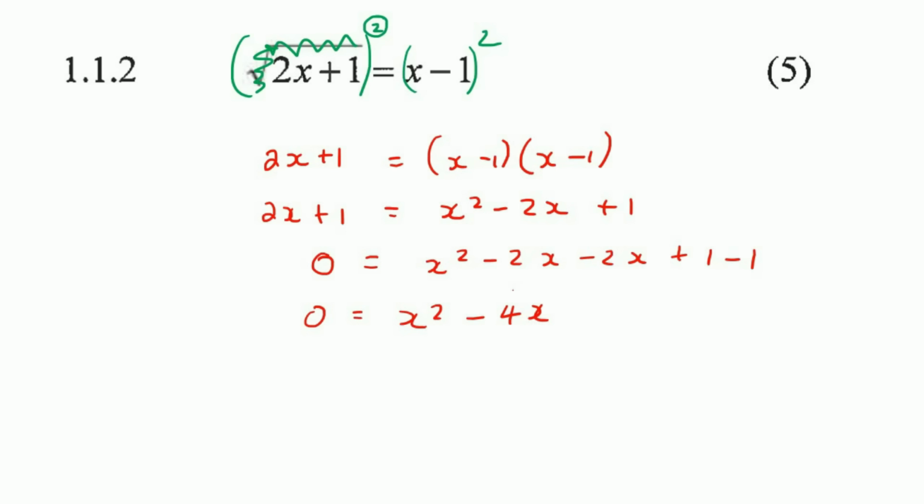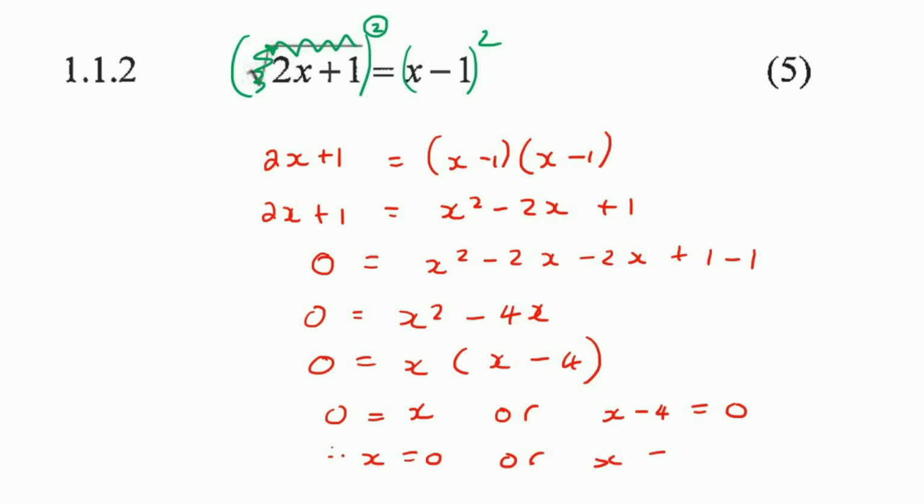What you want to do is you keep everything on this side and you take out a common factor like that. Then you can say x is equal to 0 or x minus 4 is equal to 0. Therefore, x is 0 or x is equal to 4. So yes, we do get x equals 4 like you said just now, but you would have left out this answer, and so you won't get full marks for that question.